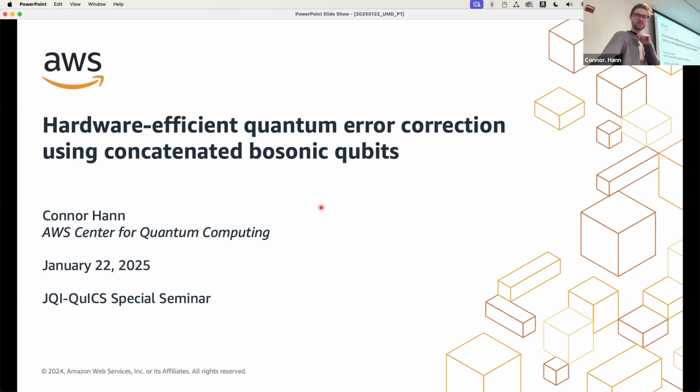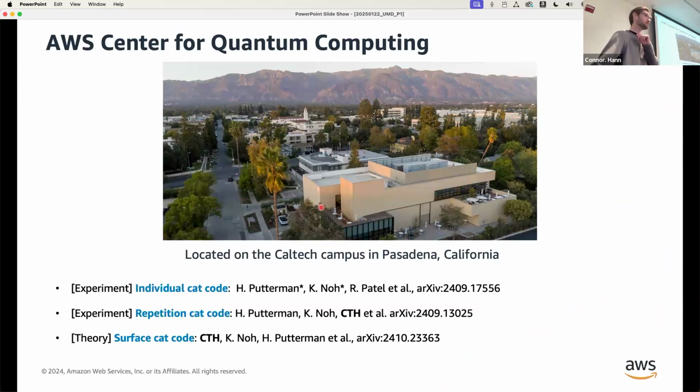So before I jump in, I just want to take a brief moment to acknowledge all of my colleagues at the AWS Center for Quantum Computing here. All of the work I'm going to be talking about today was highly collaborative, and pretty much everyone here at the center was involved and contributed to it in one way or another. So I want to make sure to give credit there.